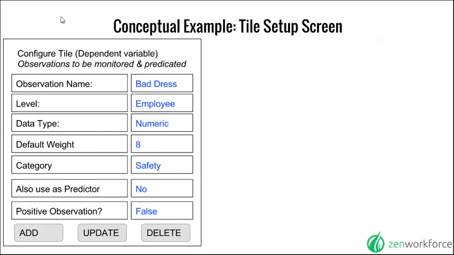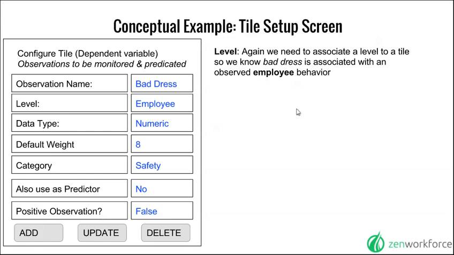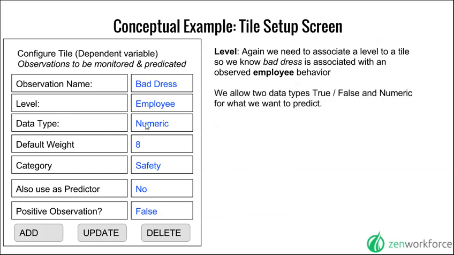So, here we go, and here is where you configure and set up your tiles. You'll notice that we have an observation, which is a tile, and we named it bad dress. And again, the level that we discussed on the previous slides is that this observation is related to the employee level, something that an action or an observation related to an employee. The data type here can be either true or false or numeric only. So those are your only two options for what we want to predict.